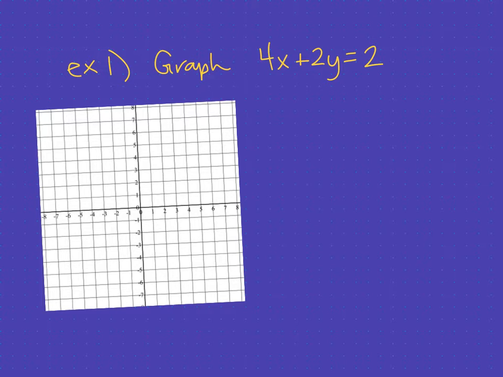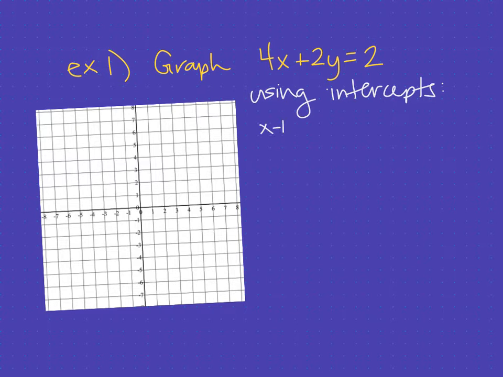All right, our first example is clearly in standard form, right? A is 4, B is 2, C is 2, so 4x plus 2y equals 2. And the first method we're going to use is the intercepts method. And I think this is the easiest way just because you don't really have to do that much algebra, like moving things around, but I like this method.